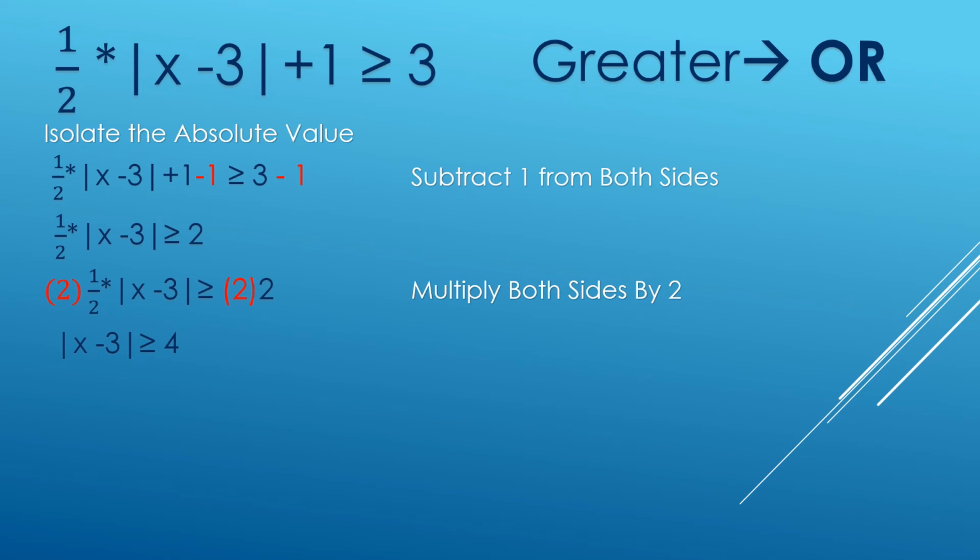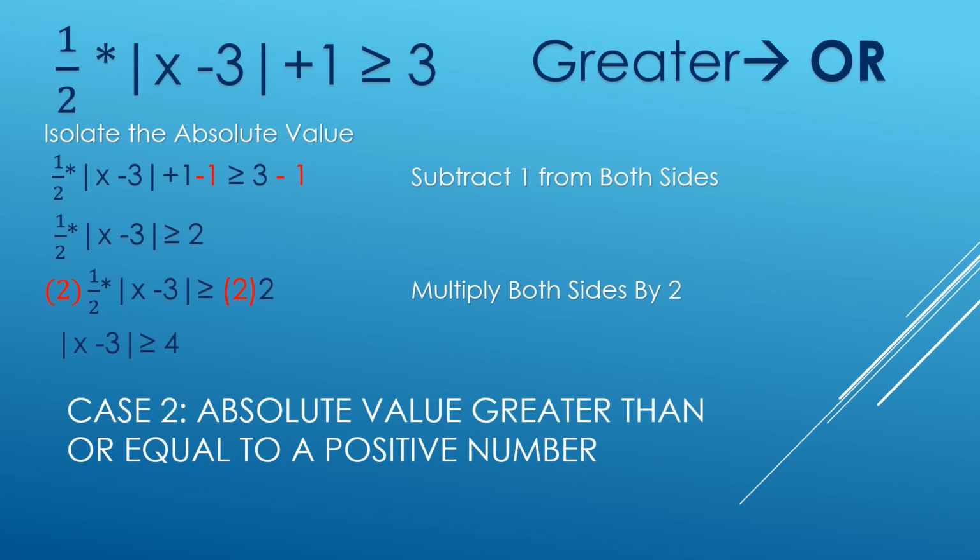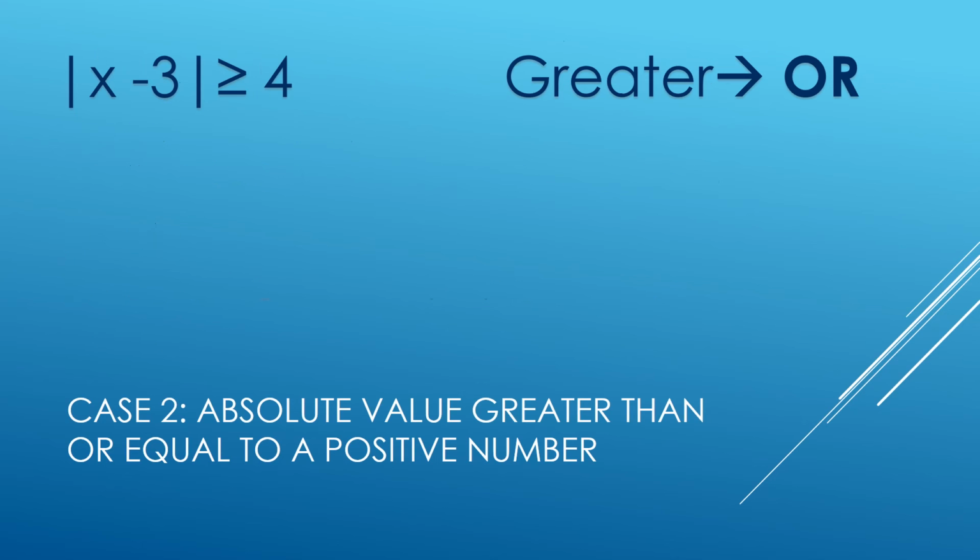Okay, this is greater, so it sounds like or, it's going to be an or statement. So that's case 2, the absolute value greater than or equal to a positive number. Alright, so the first thing we need to do is set up the compound inequality. So again, we drop the absolute value bars and keep the same inequality direction, the same number, so x minus 3 greater than or equal to 4. And for our second inequality, we're going to change the direction, so it's going to go from greater than or equal to less than or equal, and we're going to use the opposite of the number, so it's going to go from 4 to negative 4.